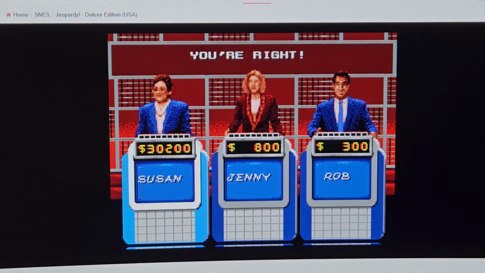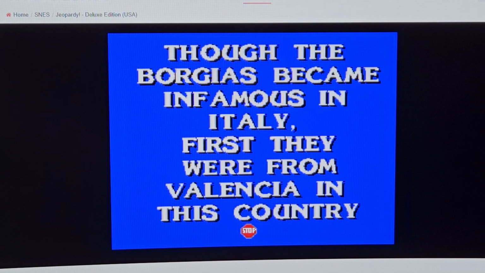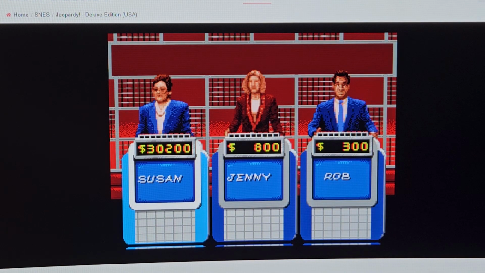Yes. Historic names for 400. The answer is: though the Borgias became infamous in Italy, first they were from Valencia in this country. What's Spain?